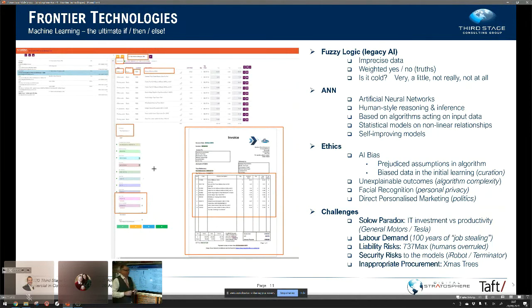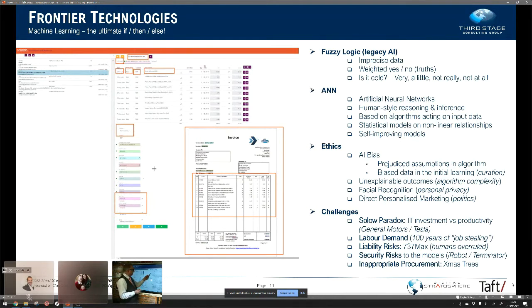So a good example of that is the question, is it cold? And rather than it just being simple yes or no, there are various weightings or truths, as they call them, that you can put on that data to say, well, it's not really cold or it's very cold. And it will build a picture up that will allow a decision to be made at the end of it. Now, fuzzy logic is still used in a lot of algorithms today. It's fairly widely deployed, and so there's not a lot more to say on that.